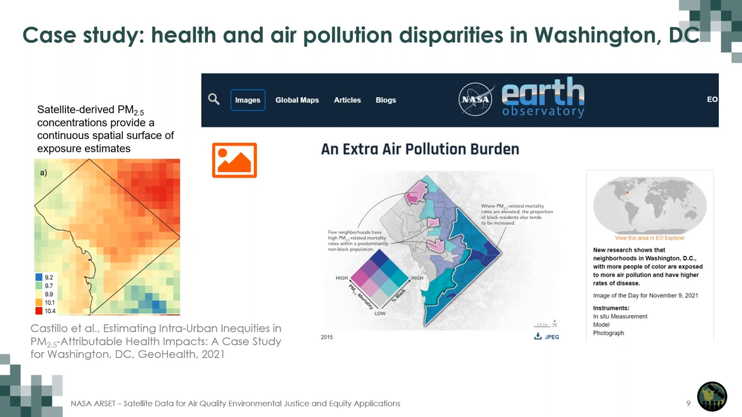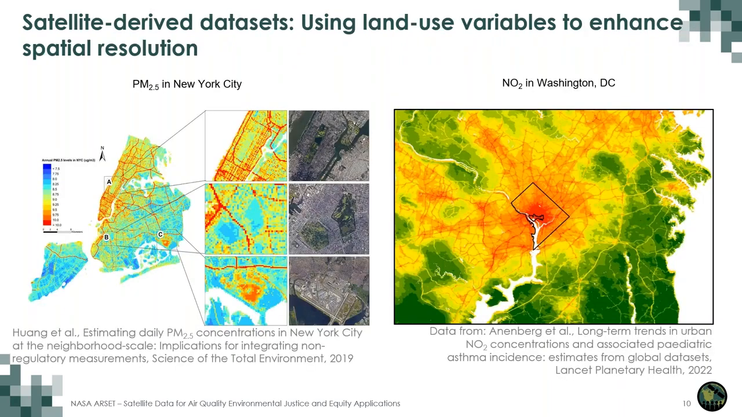But if you look at this map of PM2.5 concentrations on the left, we still don't have as much heterogeneity, as much spatial pattern of PM2.5 that we believe exists within the urban scale. Scientists have been combining satellite-derived data sets with other information like land use variables to really enhance that spatial resolution. So if you look at the map on the left-hand side here, this is PM2.5 in New York City, which was published by Huang et al. in Science of the Total Environment in 2019. And you can see that there's quite a bit more spatial variation in ground-level PM2.5 concentrations with their model, which uses both satellite observations and land use variables and ground level monitors in an integrated way. And they can capture much more spatial heterogeneity than we were able to in our previous study of Washington, DC.